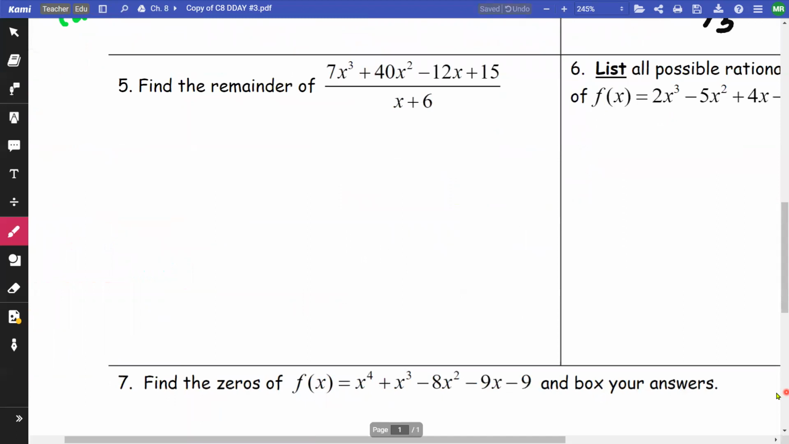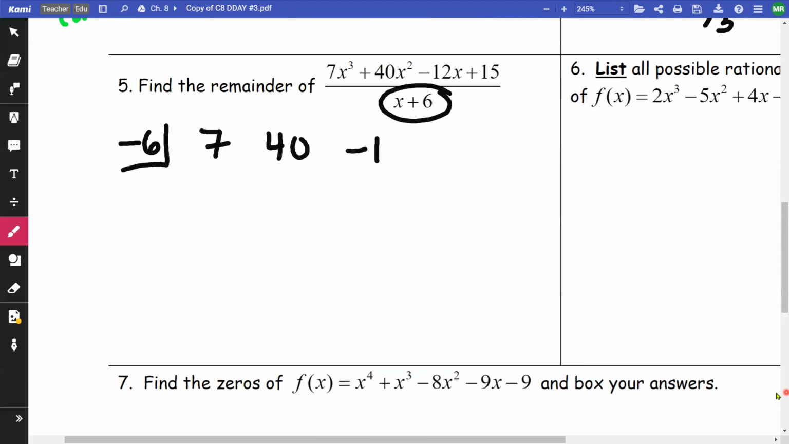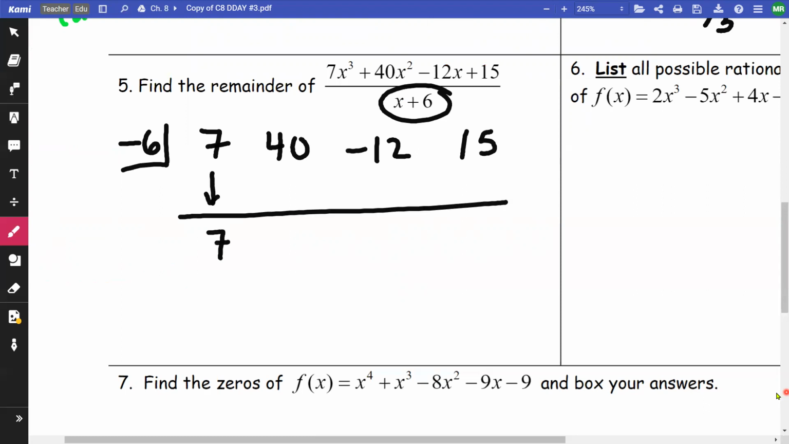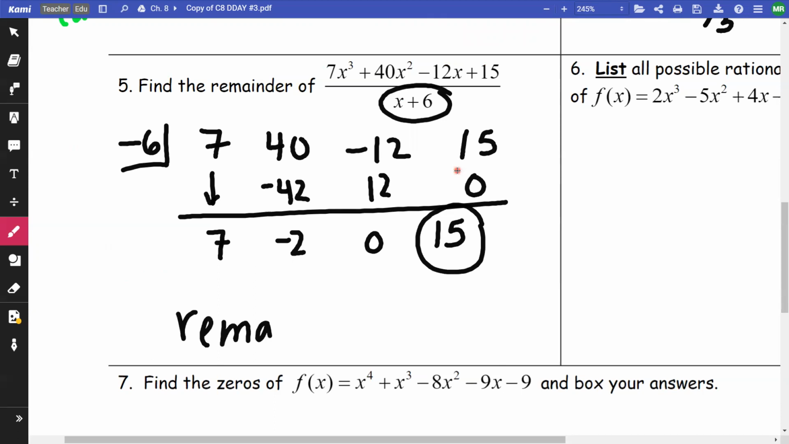Find the remainder. So if I'm dividing by this, I'm going to put -6 here. I'm going to have 7, 40, -12, 15. I'm going to bring this down. I have 7. 7 times -6 is a -42. I add, combine, I get a -2. -2 times -6 is a 12. I add, I get a 0. 0 times -6 is a 0. I add, I get a 15. They wanted the remainder, so the remainder is 15.